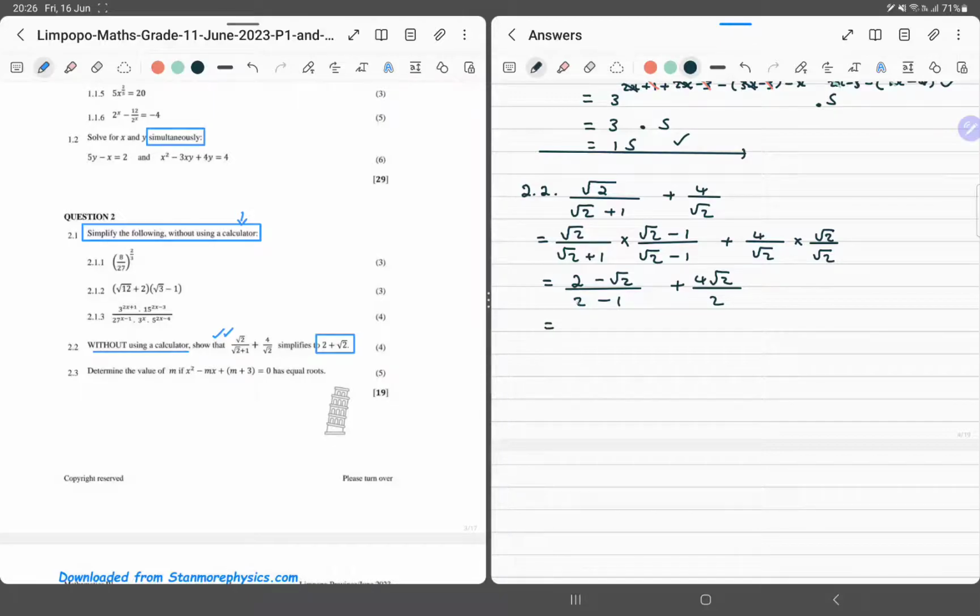Great stuff. So this is 2 minus 1, which is just 1. That thing divided by 1 is basically 2 minus root 2. Here 2 cancels, goes 4 times, so this is going to be plus 2 root 2. Now plus 2 root 2 minus root 2 will leave us 2 plus just 1 square root of 2. And that's it.